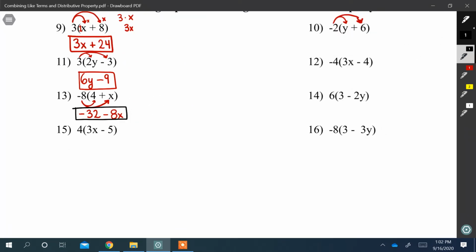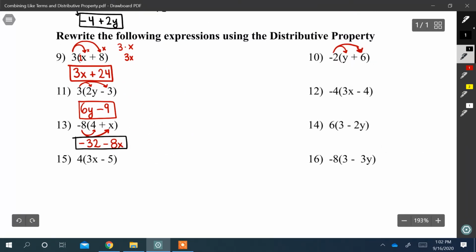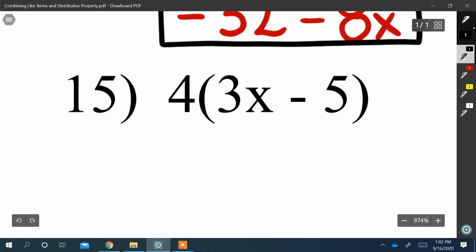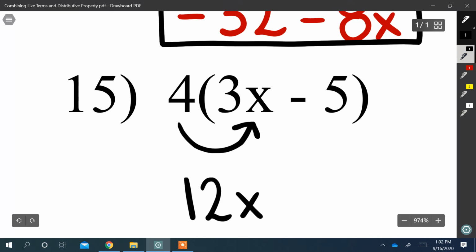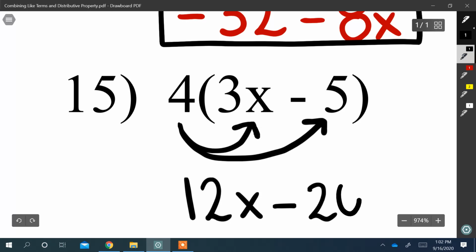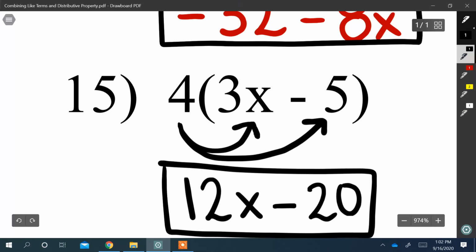You try number 14. Let's do the last problem for this video. What we're going to do is multiply 4 times 3. That's going to give you 12x. And then we're going to multiply 4 times -5. Well, positive times a negative, that's going to give you -20. And that's all we do for those problems.